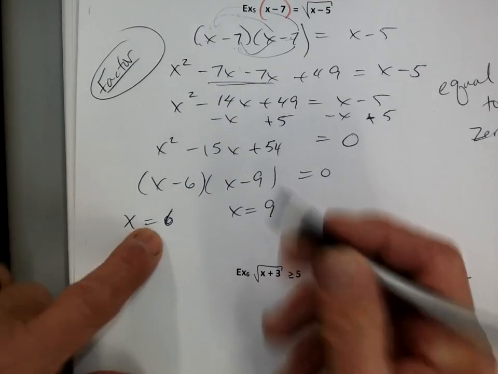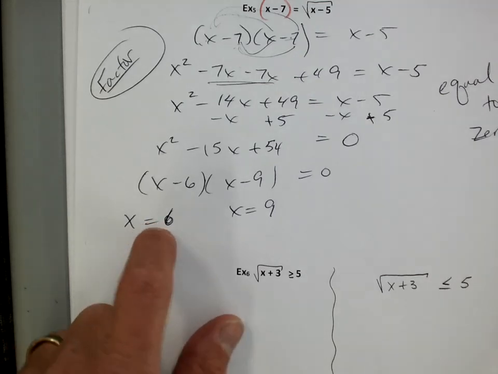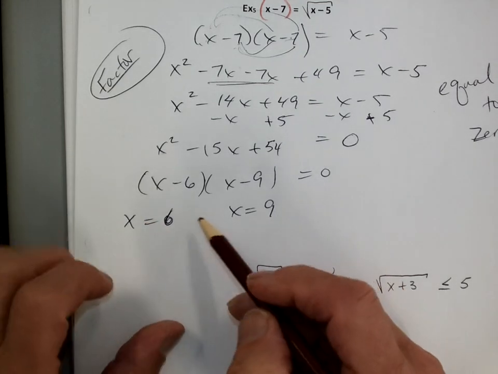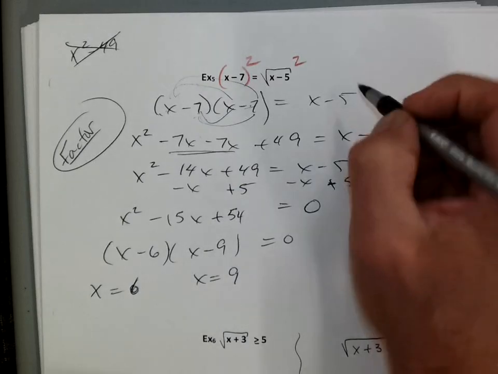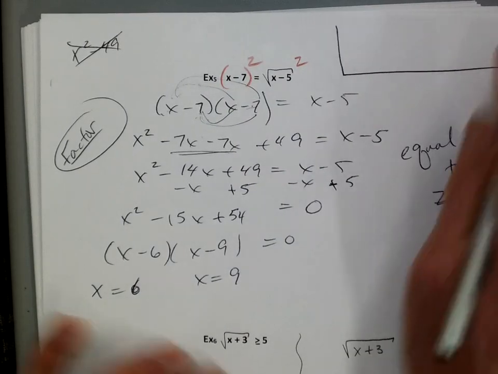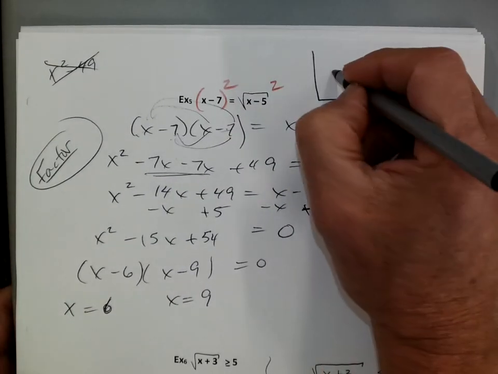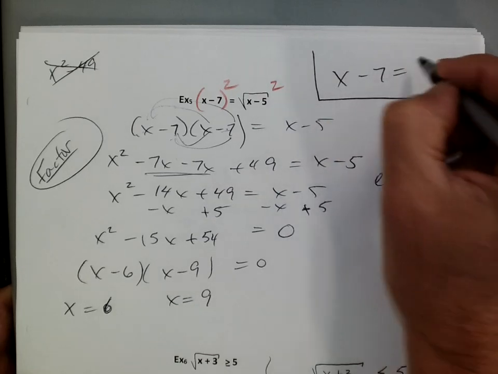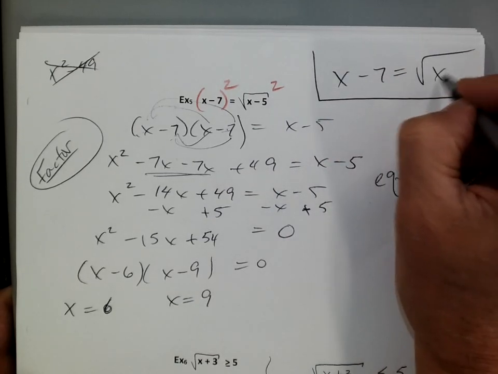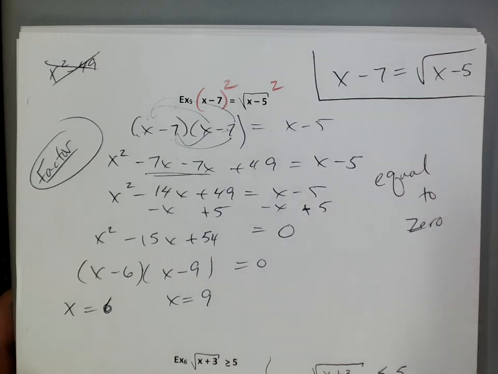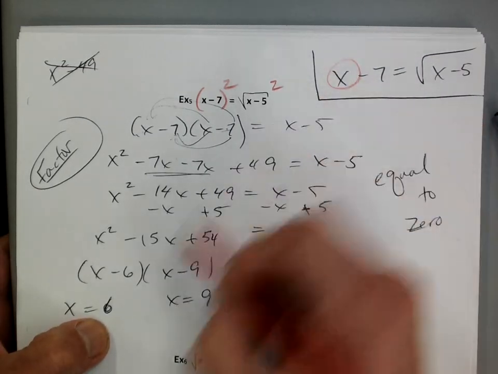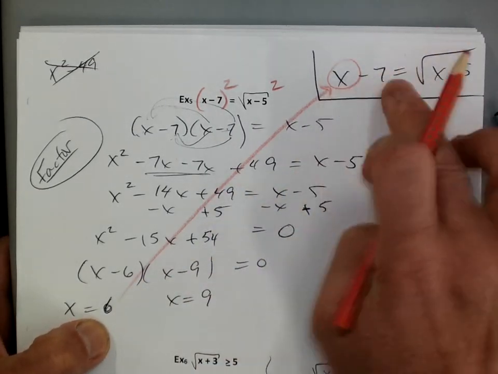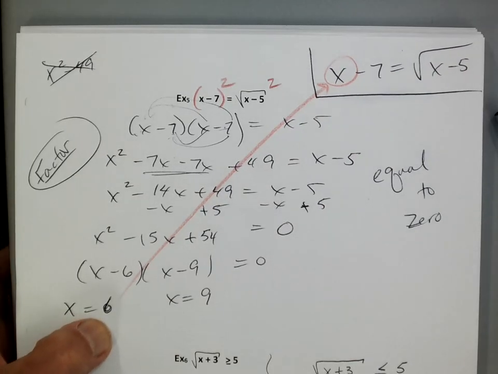But I better check these because I don't think the 6 is going to work. I'll tell you why I don't think the 6 is going to work. If I go back to my original, let me rewrite my original the way it was. It was x minus 7 equals the square root of x minus 5. The reason I don't think the 6 is going to work is because when the 6 goes up here, you're going to get a negative number. But I can check it, okay?